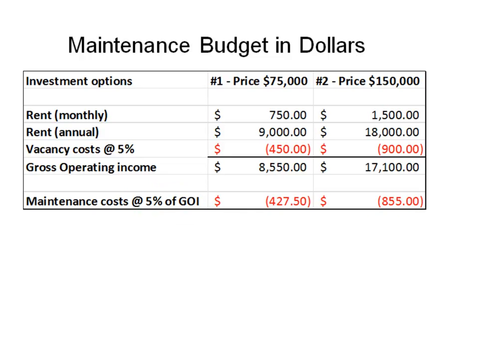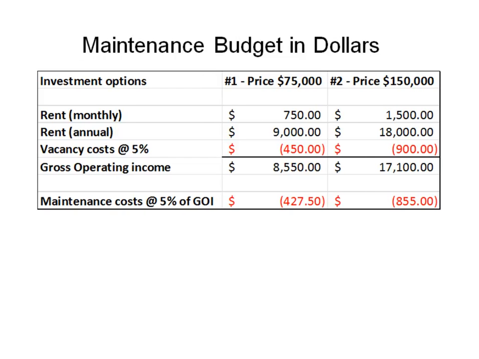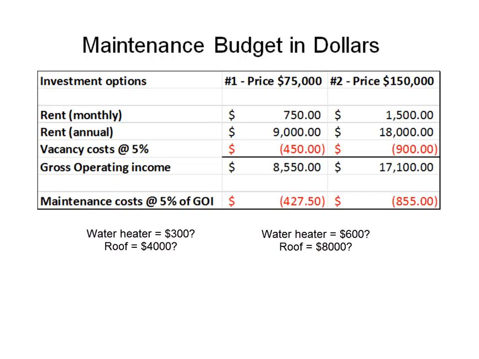In the case of the $75,000 home, our maintenance costs are anticipated to be 5% of our annual GOI, or $427. In the case of our $150,000 home, our maintenance costs are similarly anticipated to be 5% of the GOI, or $855. Note the difference. In one case, we're setting aside $427 per year for repairs, and the other we're setting aside $855. Now you've got to ask yourself, does a water heater in the $75,000 home cost 50% of the one you'd put into a $150,000 home? Will replacing the roof cost 50% less?